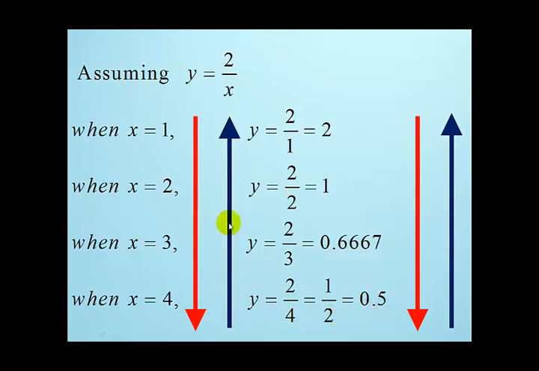Now, let's look at the trend or the behavior of the values of x and y. First, looking at the red arrows pointing vertically downwards, we can see that as x increases from 1 to 4, y is decreasing from 2 to 0.5. Now, looking at the blue arrows, we can see that as x decreases from 4 to 1, y increases from 0.5 to 2. This means that there is an inverse variation between y and x.